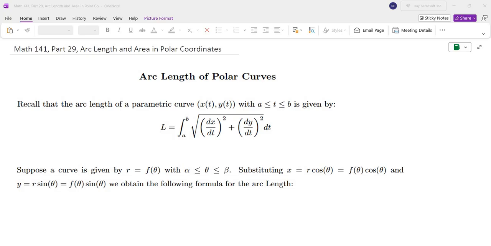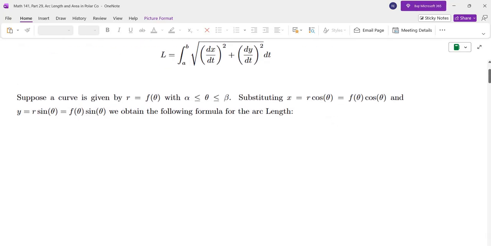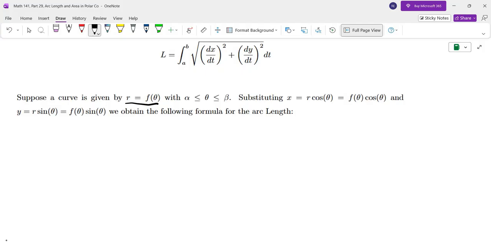Recall that arc length of a parametric curve x of t, y of t is evaluated by the integral of square root of dx/dt squared plus dy/dt squared dt. So now if we apply that to the situation of a polar curve given by r equals f of theta, and substitute that into x equals r cosine theta and then put it into this formula, we get a very nice formula. So let's do the calculation and then we're going to get to a formula that you'll have to remember.